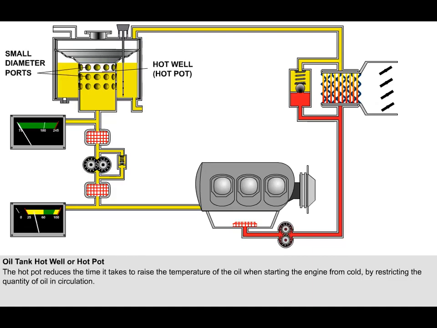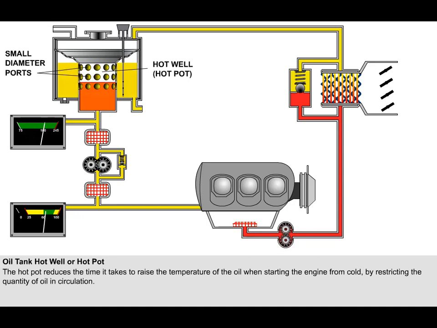During engine start, the level of oil in the hot pot drops as it is taken into the engine. This uncovers a ring of small diameter ports which are cut in the wall of the hot pot. These ports offer a high resistance to the flow of cold, thick oil, so that very little of it passes into the hot pot to join the oil going to the pressure pump. This means that when the oil is cold, only the oil contained within the hot pot is in circulation. This limited amount of oil warms up rapidly.